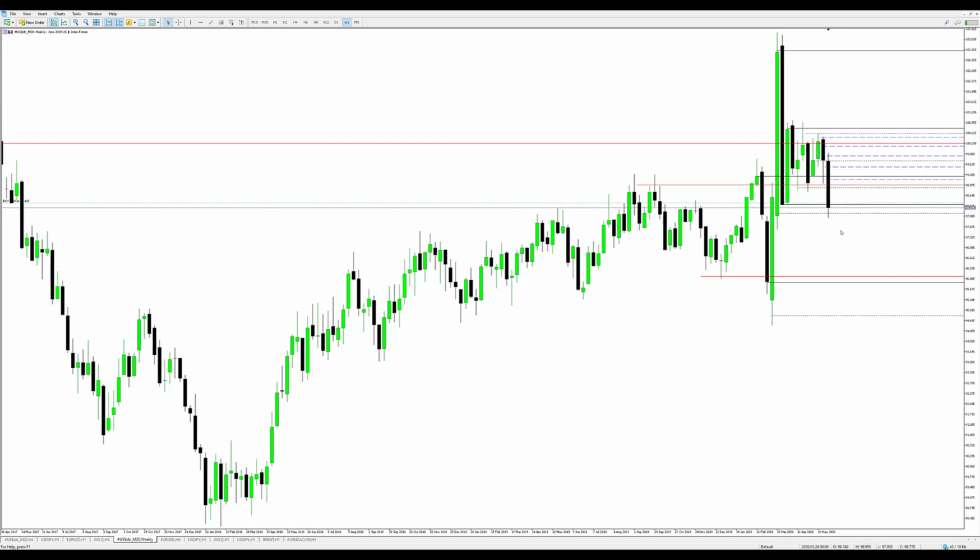So now, on a weekly chart, we are anticipating June to be bearish again on dollar index, but from which level? Now we need to look at these zones here.